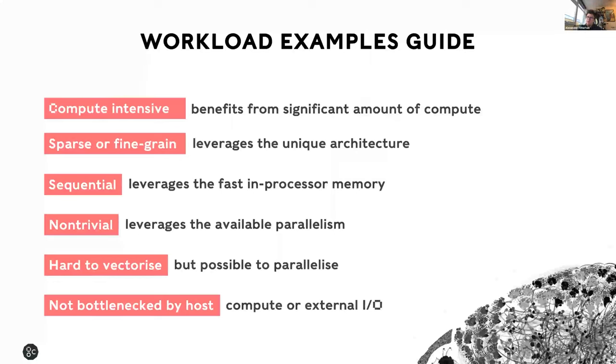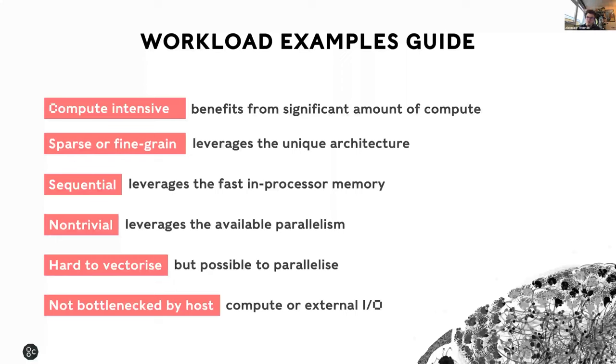So things like sparse and fine-grained approaches. This can be things like sparse matrix operations, but there's also lots of different operations that we can chop up in different ways for many different reasons. And we'll go on to that on the next slide in a bit more detail. Similarly, sequential models. Again, we'll go into this in a couple of slides' time, but typically things that can take advantage of having the really fast in-processor SRAM type memory. If we can take advantage of that, then typically these models will tend to perform really well.